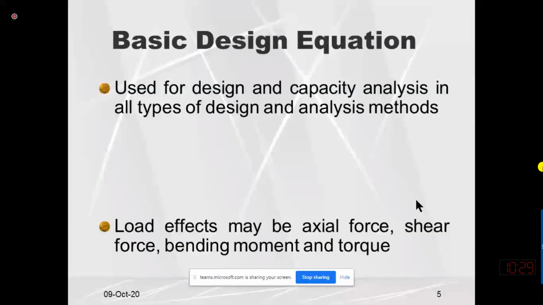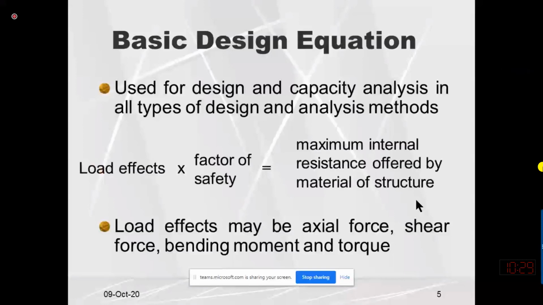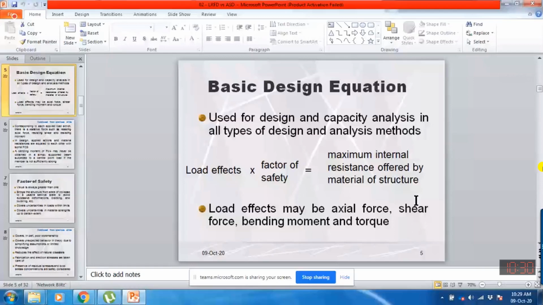Here is the basic design equation. Actually, now we are entering into the design phase. So in design phase, what we do, we actually compare the load effect against the maximum internal resistance offered by material of structure. For a time being, let me delete this value.